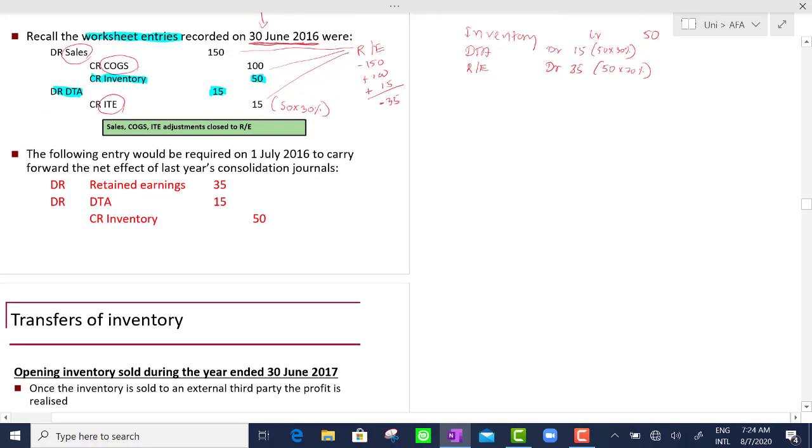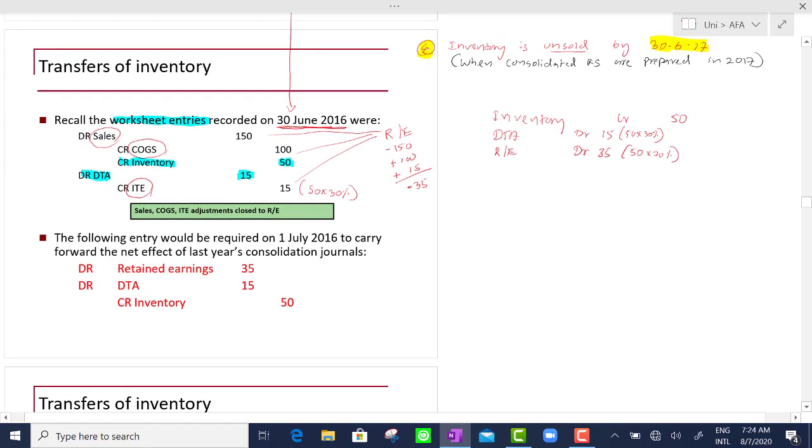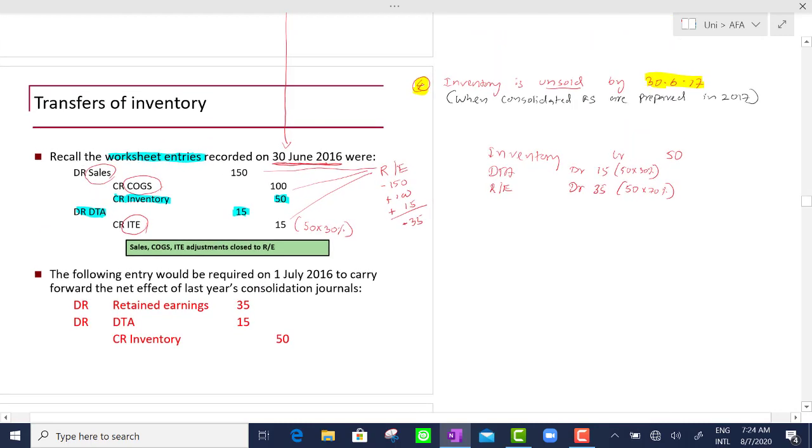Okay, we'll come to the last scenario. I will keep the same screen. Number 5, inventory is fully sold by, let's say, in 2017.